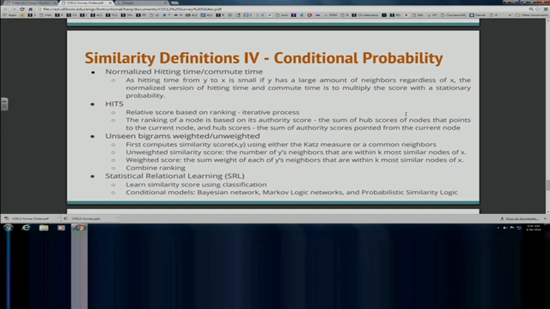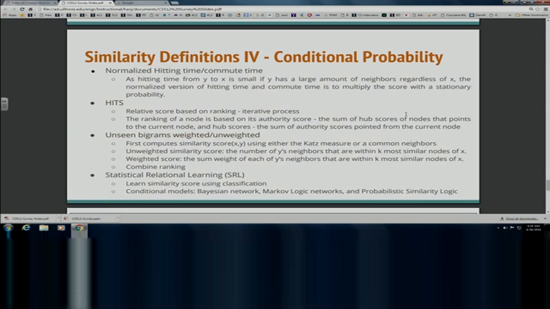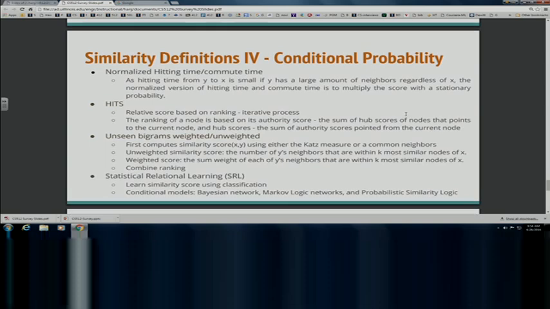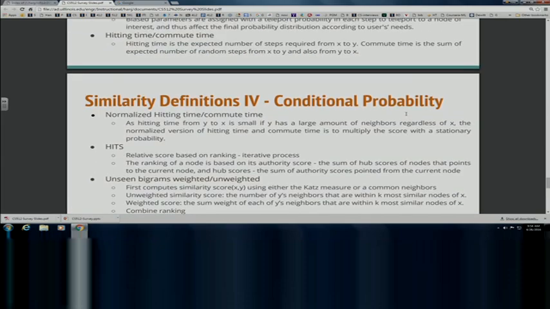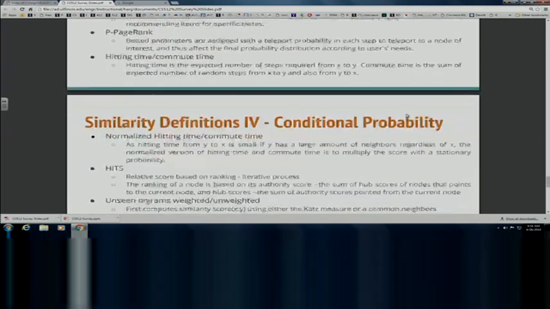And there's also statistical relational learning, which actually learns the similarity score using classification. There can be many possible models, and in some papers Bayesian networks, Markov logic networks, and probabilistic similarity logic have been used as models for statistical relational learning, just to learn what the weights of the similarity score are. So there are also a lot of other combinations, like between ranking and clustering, and also the previous basic similarity definitions. But currently we just introduce these basic ones.